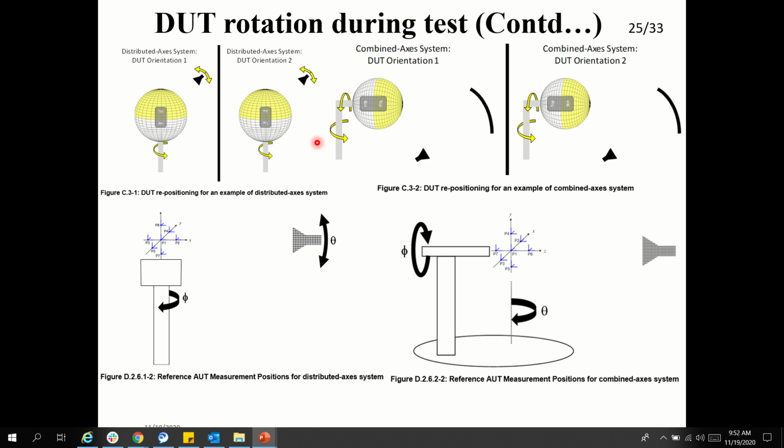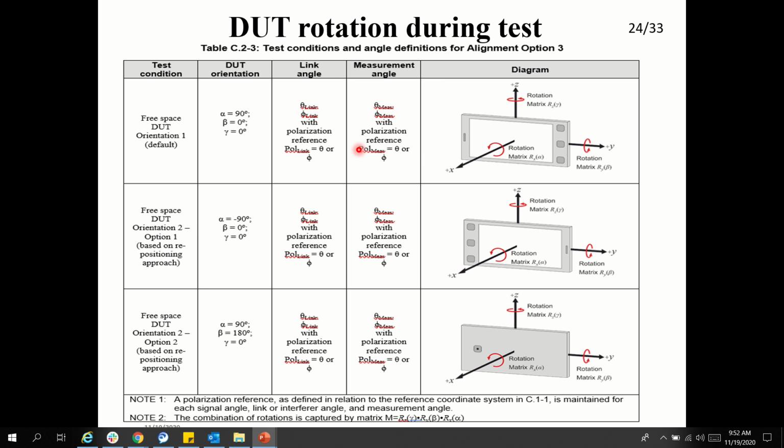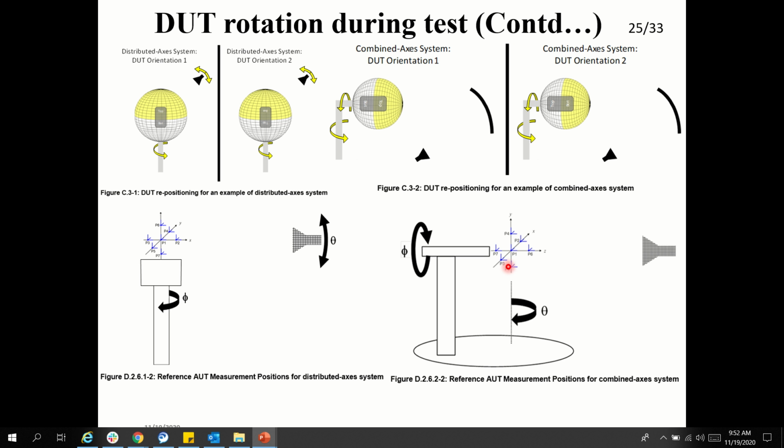Now this is another type, so now you can have a better feel, because here only the device was rotating. Here you can see this is the test antenna. This is the distributed axis system, which means you are rotating your test antenna as well as the device. This is a position, another position. You can rotate these two.